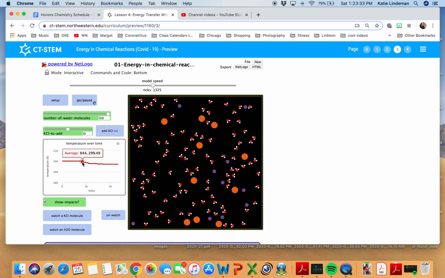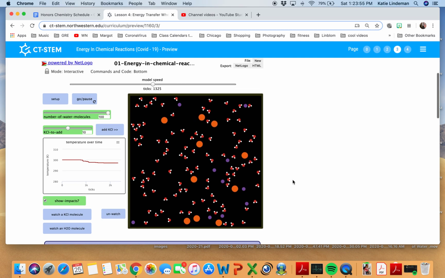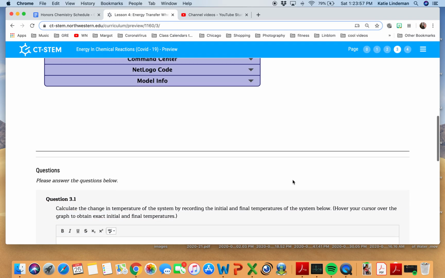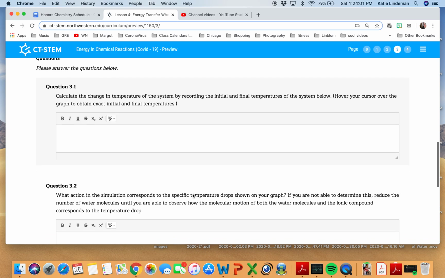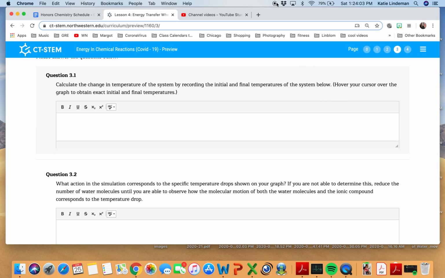So we see how we started off with 300 and we have changing temperature, changing temperature, changing temperature. And then our temperature is the same. That's what we're looking for. That's how we know that this is finished. We also see that all of our potassium chlorides are all broken up. So then we'll just come down here, answer these questions below, and that is page 3.